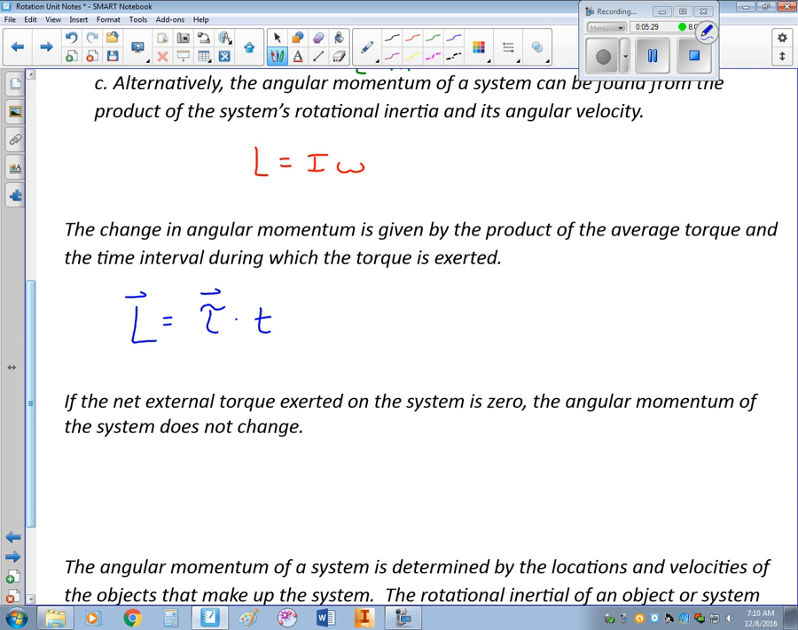That should make sense because we have the impulse momentum theorem, where momentum equals a force times a time. So torque being the rotational equivalent of force, we could do that real easily.